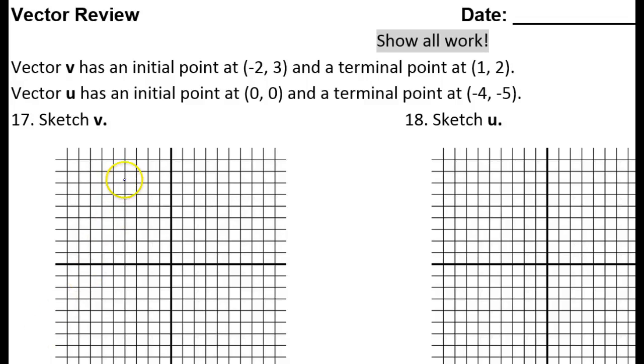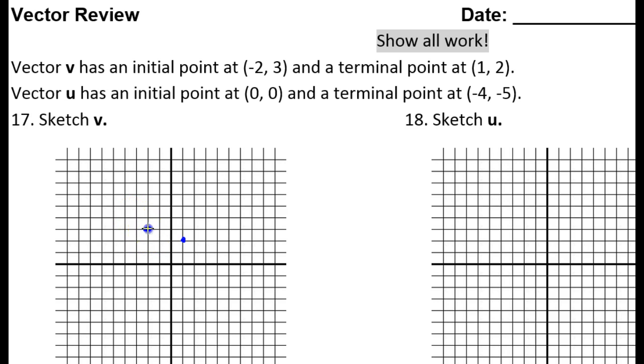In this video, we will review some vector basics. Now, vector v has an initial point at -2, 3. So -2, 3 is the initial point, and it has a terminal point at 1, 2. So that's 1, 2 would be right here.